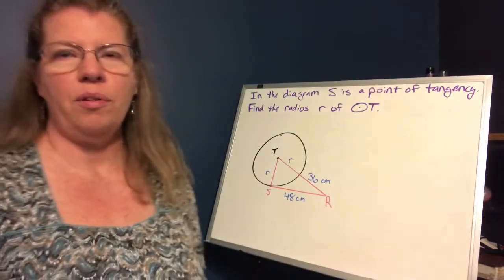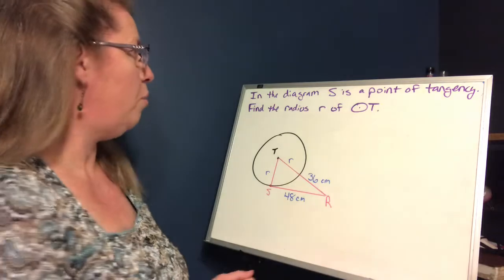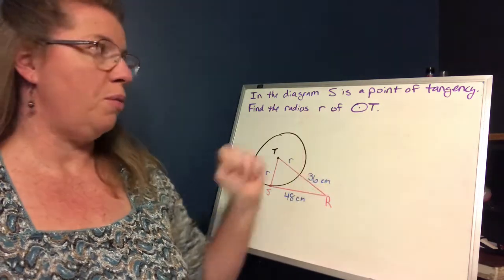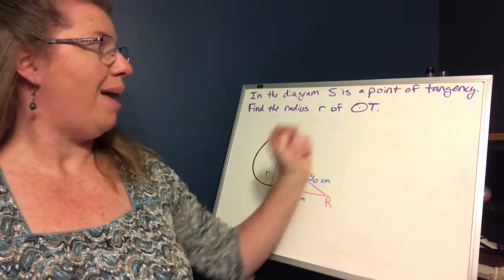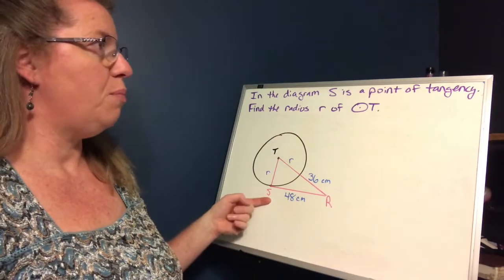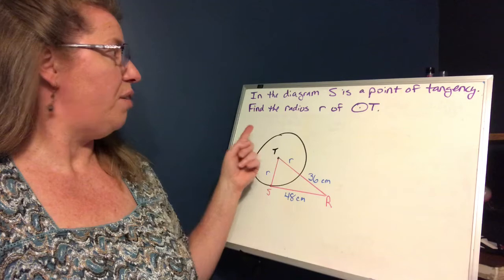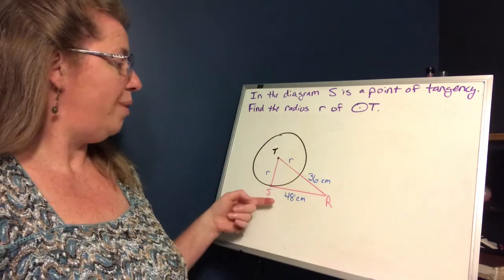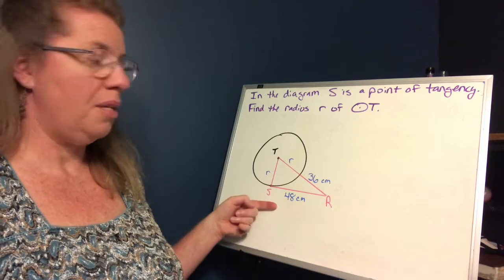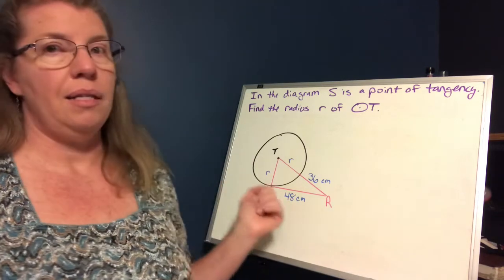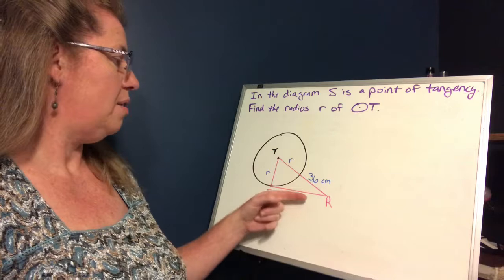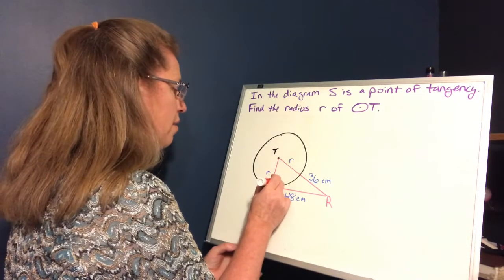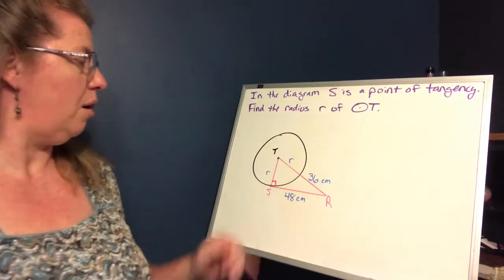Okay, let's do another example using our theorem. I wanted you to notice the way they worded the questions. I want to do one like this. In the diagram, S, which is point S, is a point of tangency. Find the radius r of circle T. So when they tell us that S is the point of tangency, we know automatically that this is a right triangle because the tangent line is always perpendicular to the radius at the same point. So we're going to go ahead and mark our right angle there.